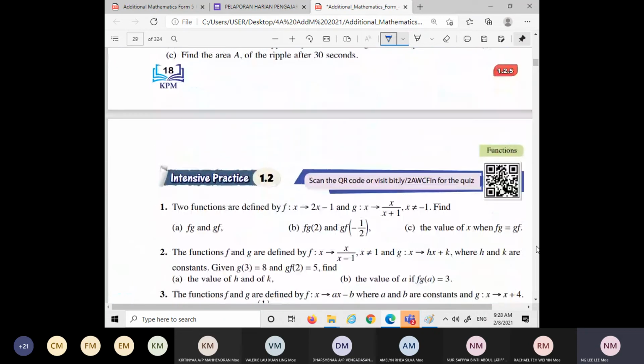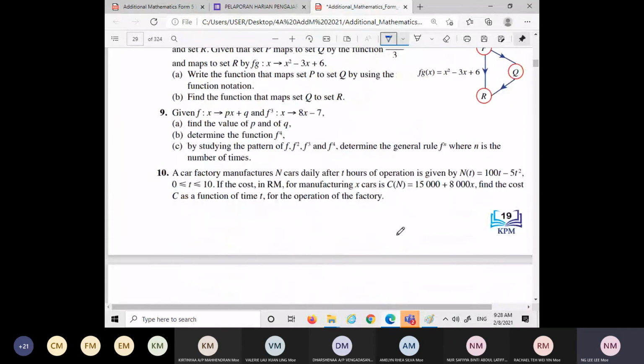This is page 19. You look at these questions. You see, find the cost C as a function of T. This one they're asking for the composite function, so this one got no choice. You have to write out the composite function. Here got one mistake. This is not N, this is X, because here is X. So this one should be X. So you change it inside your textbook.